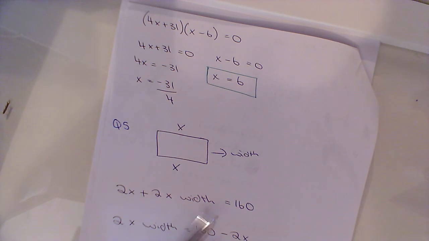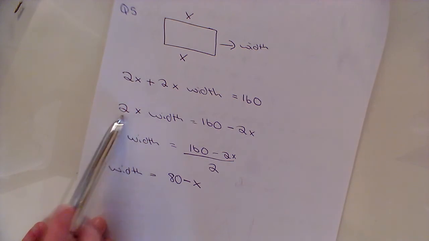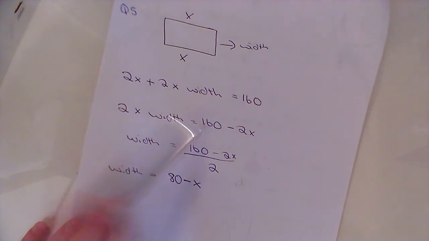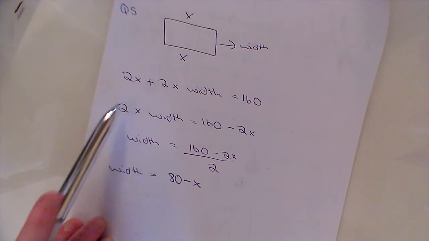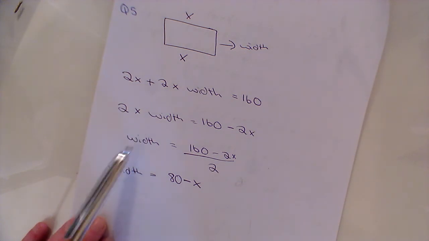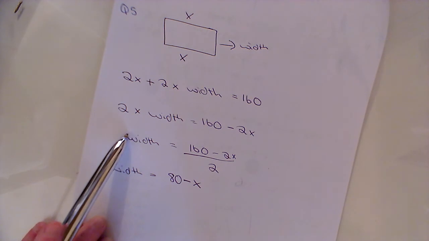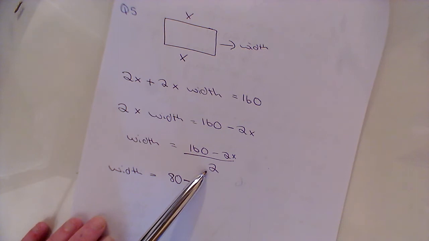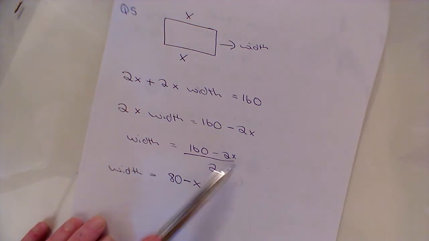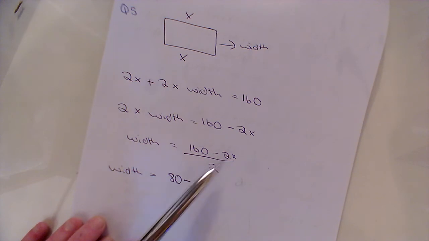Because I was told in the start of this question it was equal to 160. I have then 2x plus 2 times my width is equal to 160. I bring over my 2x, which is minus 2x. Then I get 2 times the width. So I want width on its own, so that would be like 2w. So to get the w on its own, really, I divide across by 2. I do the reverse operation, because here it's been multiplied. So I have 160 minus 2x divided by 2. 160 divided by 2 is 80, 2x divided by 2 is x, so my width is actually equal to 80 minus x.